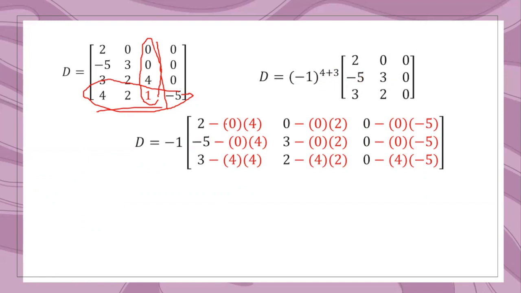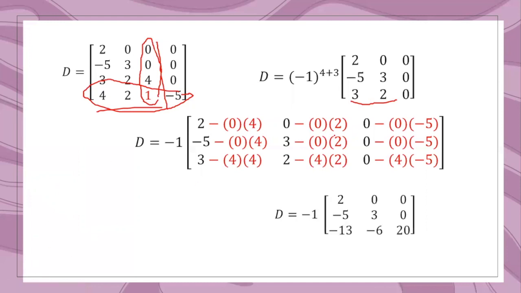Then after that, in step 3, we're going to subtract each remaining entry by the product of the row and column it intersects. So 2 minus 0 times 4, negative 5 minus 0 times 4, 3 minus 4 times 4, 0 minus 0 times 2, 3 minus 0 times 2, 2 minus 4 times 2, 0 minus 0 times negative 5, 0 minus 0 times negative 5, 0 minus 4 times negative 5. It's a bit long, but it's convenient because the solution is easy.